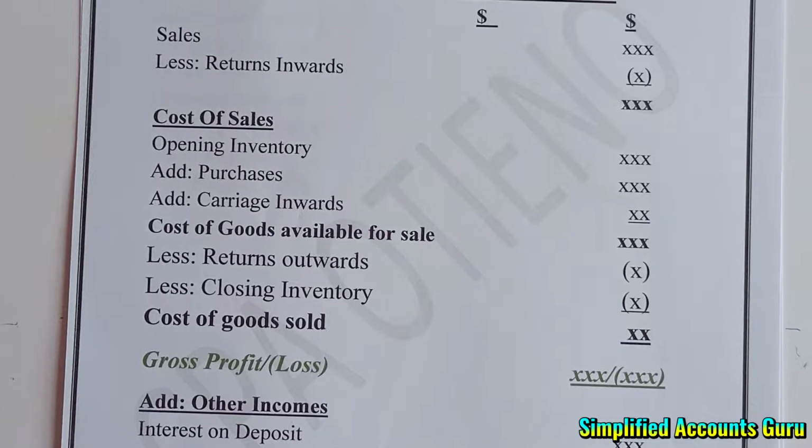We have the opening inventory. We have the stock value that has been brought down from the previous financial period. So that stock figure that we have opened the business with, we add on top of it the purchases that we've made in the current financial period.